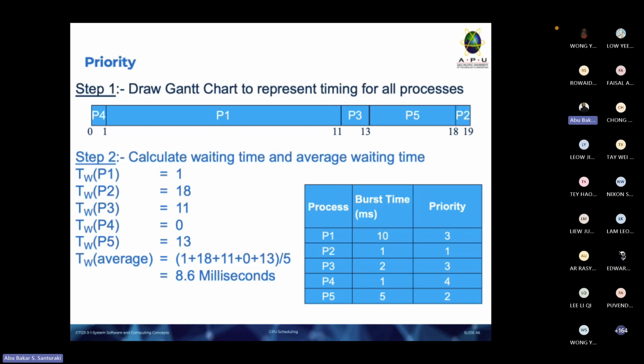For P1 and P3, they have the same priority. So we take first come, first serve in that case. That's why we go with P1 before we go with P3.